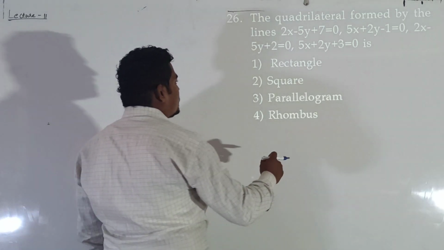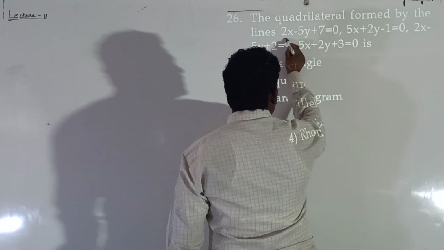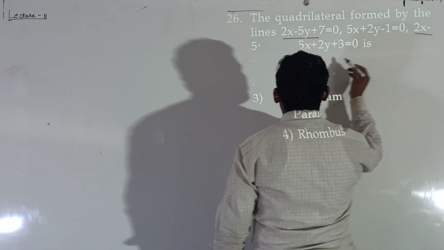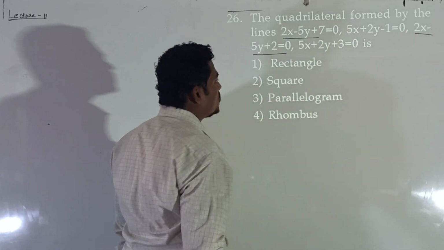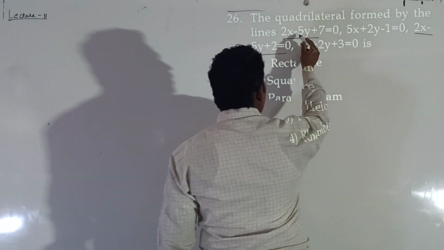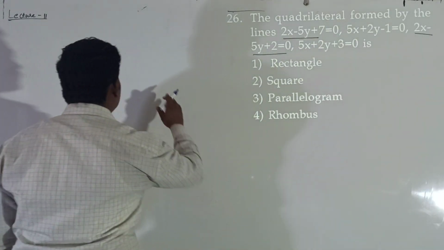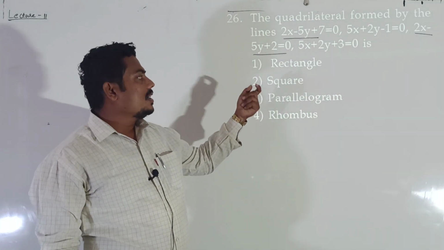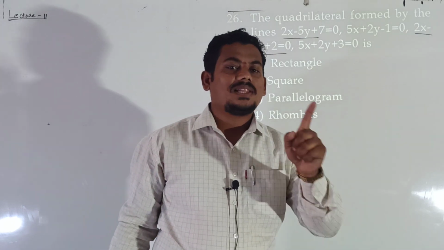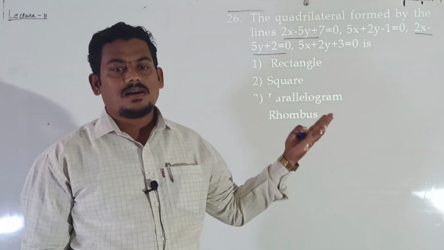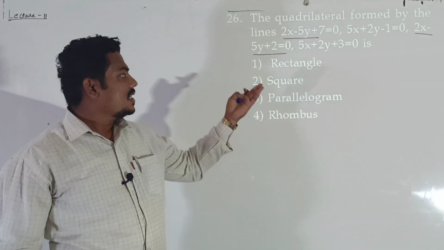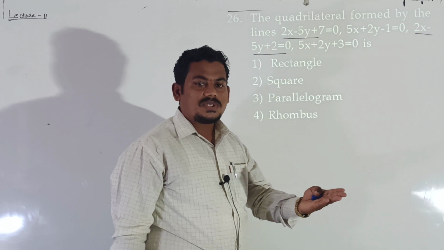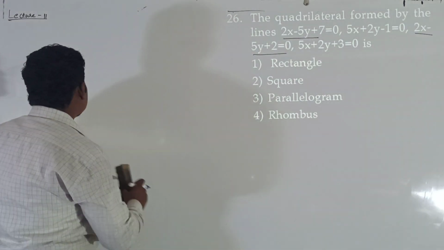Just look at these equations. 2x minus 5y plus 7 and 2x minus 5y plus 2 equal to 0. Clearly these two lines are parallel, right? Because the corresponding x and y coefficients are equal. If the corresponding x and y coefficients are equal, then we conclude the lines are parallel, or else you can use the slope concept also. Clearly the slope of this line is the same as the slope of the third line. Slopes equal means clearly they are parallel, right?